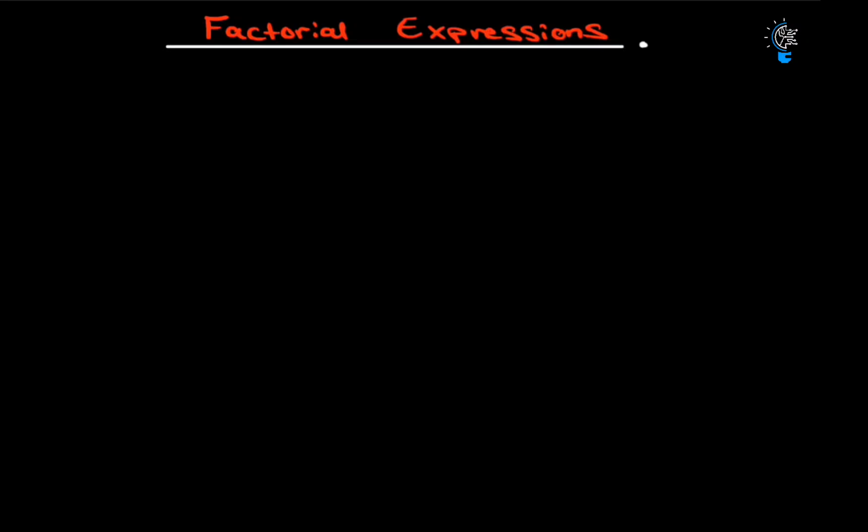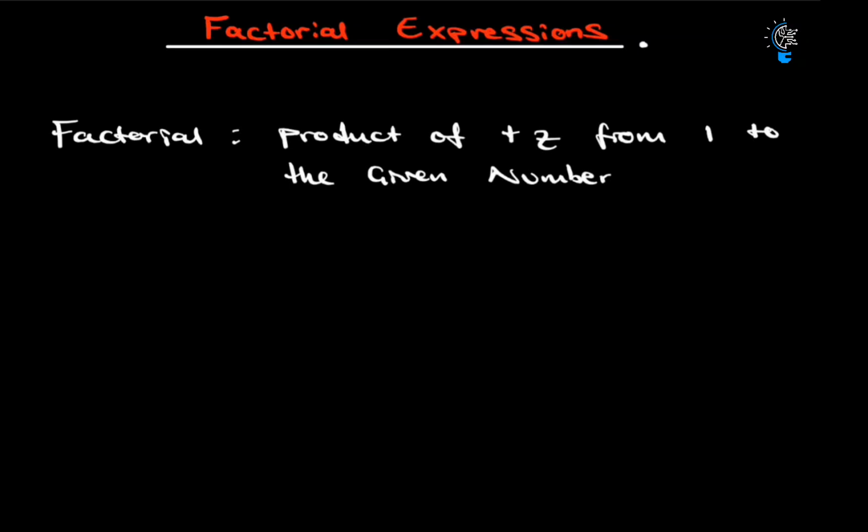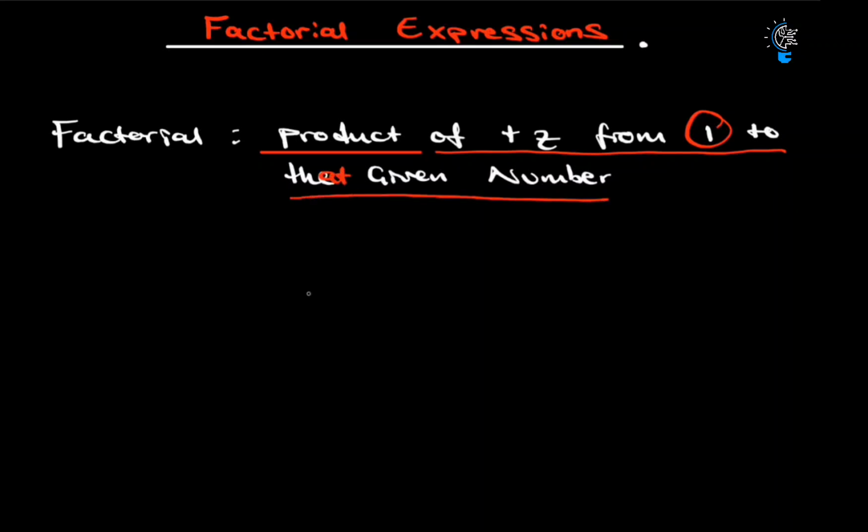In this one we are going to look at factorial expressions. To start with, let's define what a factorial of a number is. When you say factorial of a number, we mean the product of the positive integers from 1 to that given number.